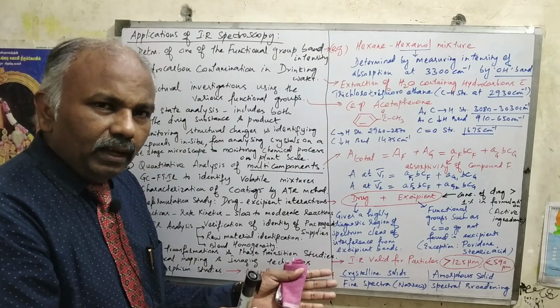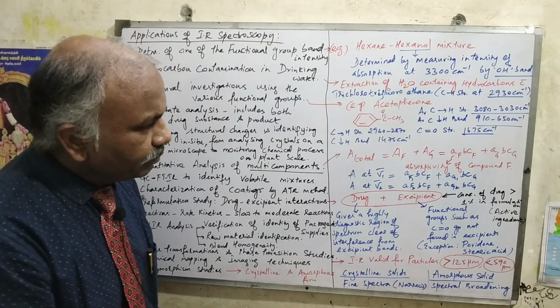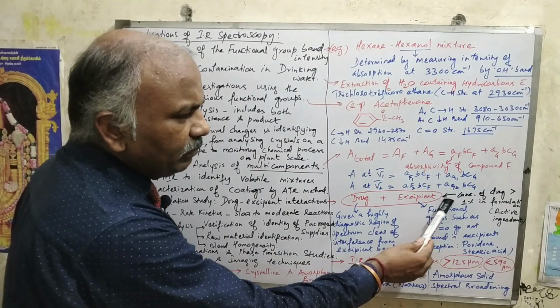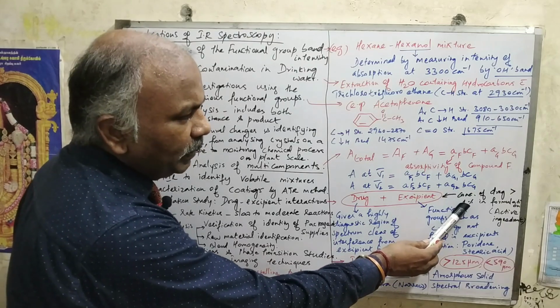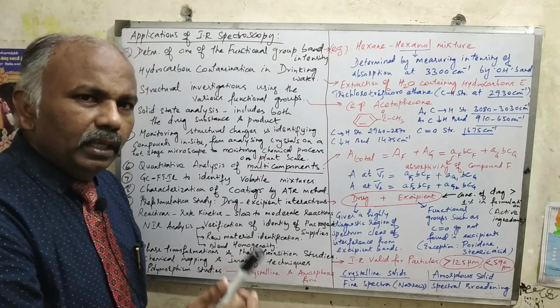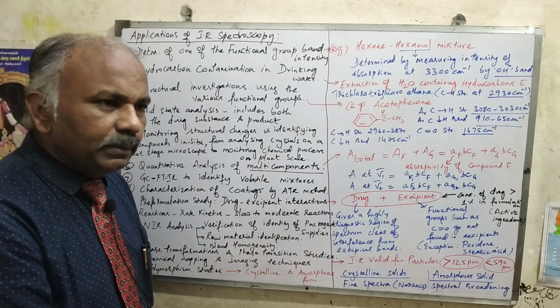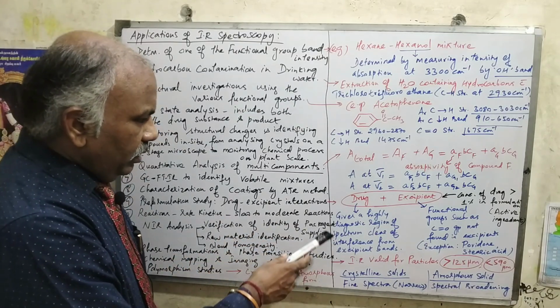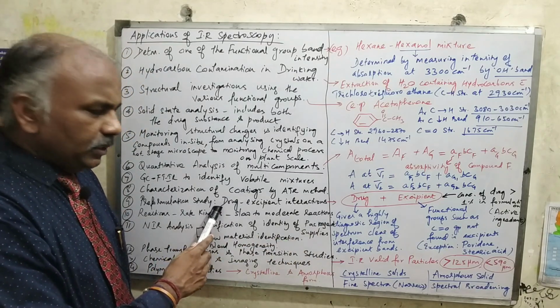So this is how we can compare whether it is a drug or a polymer. The concentration of the drug should always be greater than 1% in the formulation. Particularly, the active ingredient concentration should be higher. Only then can we go for studying the drug-excipient interaction. So this is all about this application of IR.